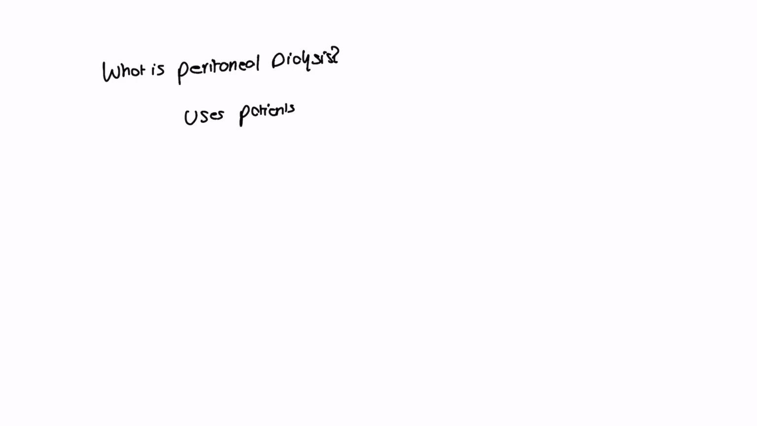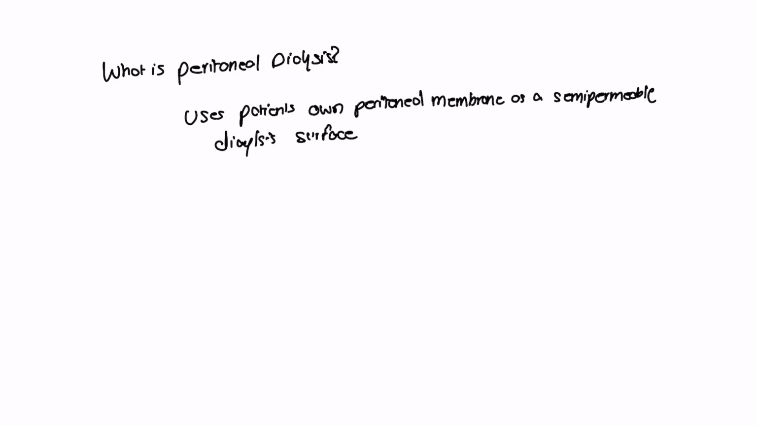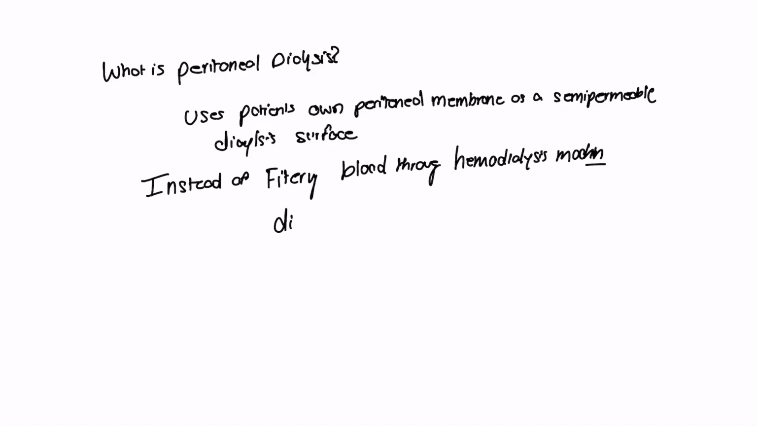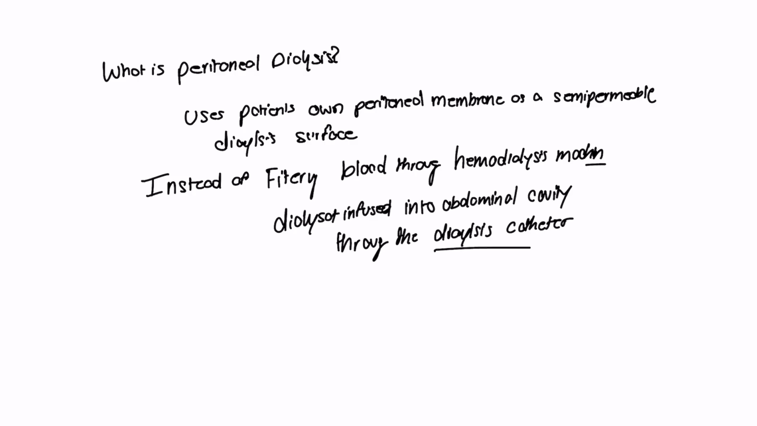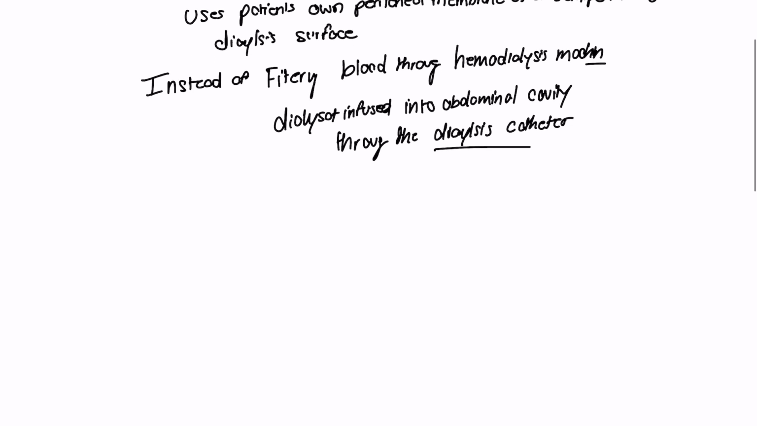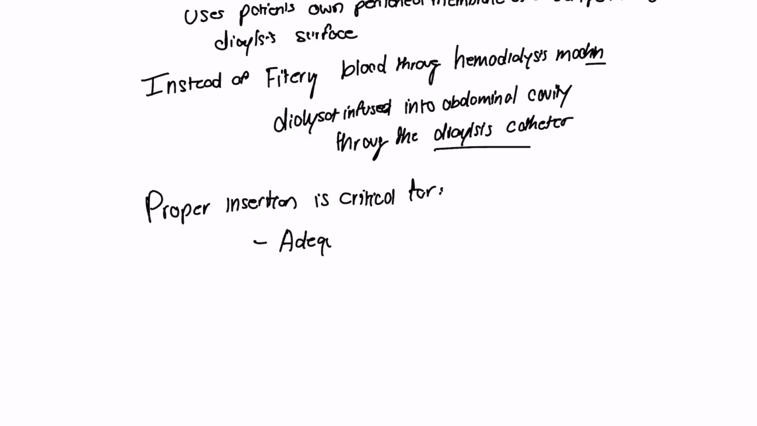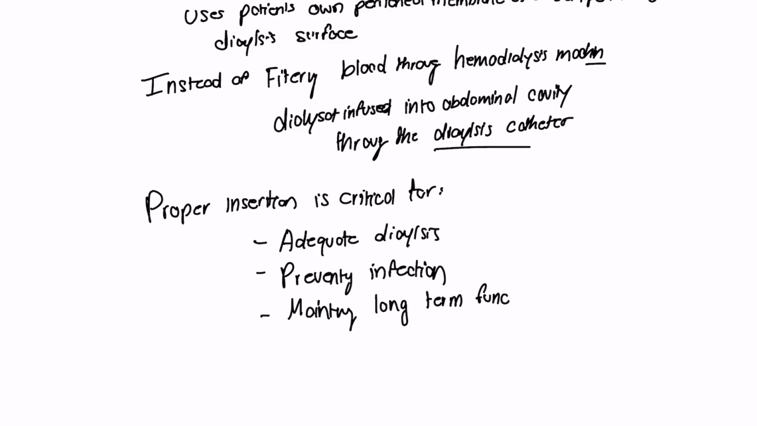Peritoneal dialysis uses the patient's own peritoneal membrane as a semi-permeable dialysis surface. Instead of filtering blood through a hemodialysis machine, dialysate is infused into the abdominal cavity through the peritoneal dialysis catheter. The fluids and toxins diffuse across the peritoneum, and then the dialysate is drained out. The catheter therefore becomes the patient's lifeline, and proper insertion is critical for adequate dialysis, prevention of infection, and maintaining long-term function. What are the indications?